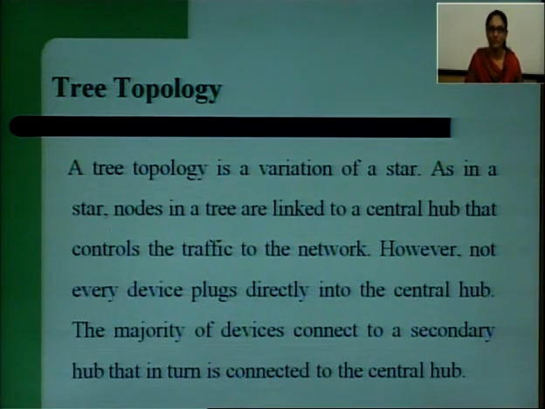The next topology is the tree topology. A tree topology is a variation of a star. As in the case of a star, nodes in the tree are linked to the central hub that controls the traffic to the network. However, not every device is plugged directly into the central hub. The majority of the devices are connected to a secondary hub that in turn is connected to the central hub.